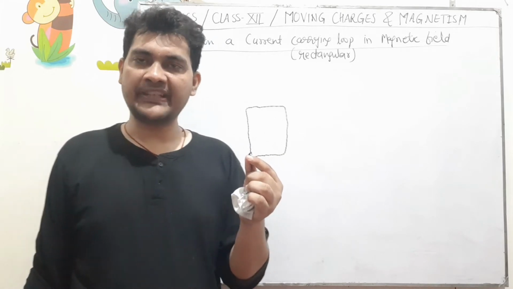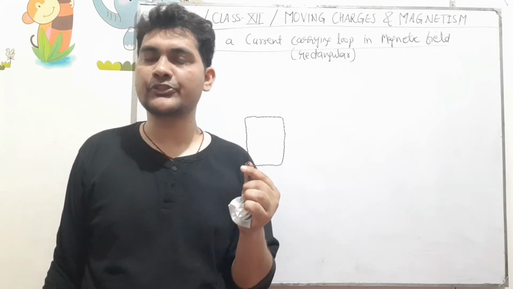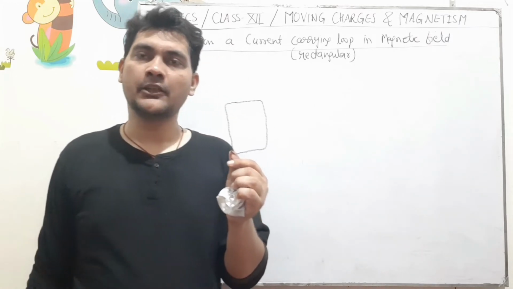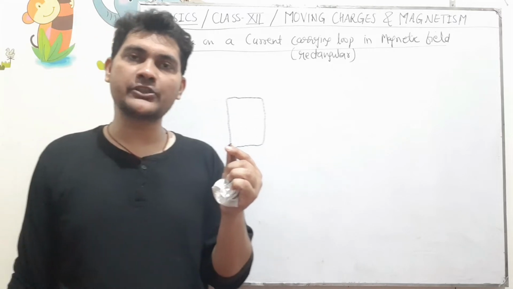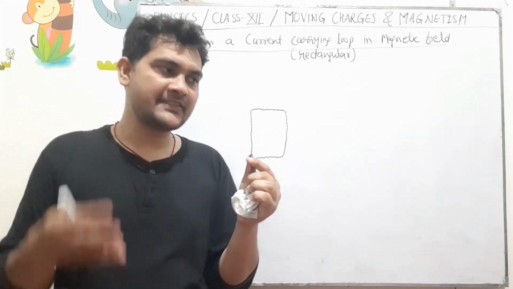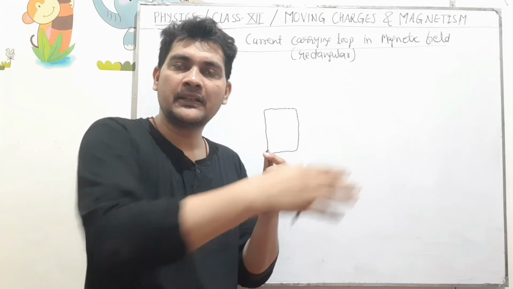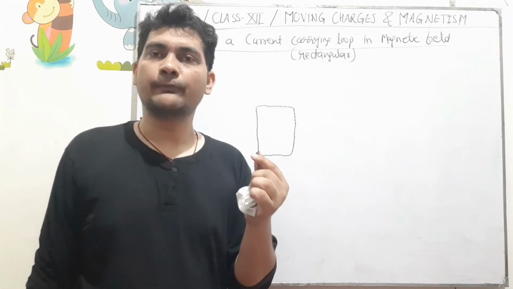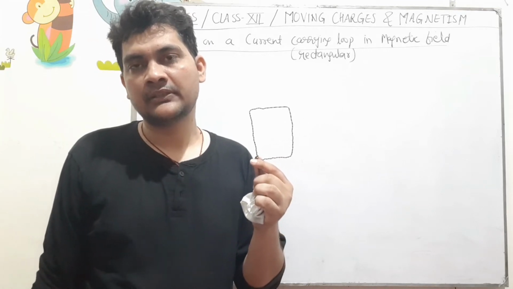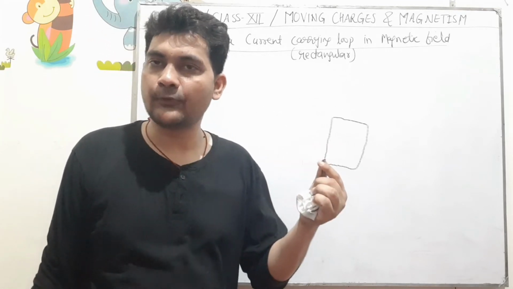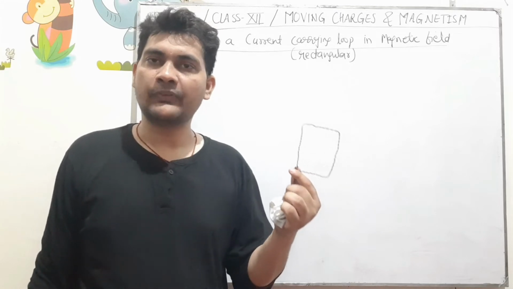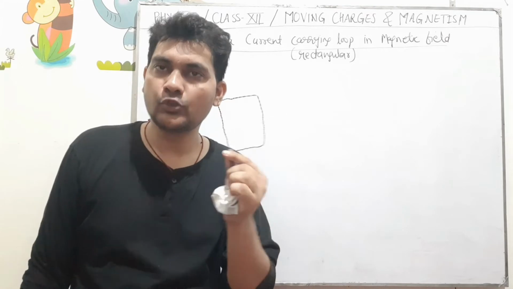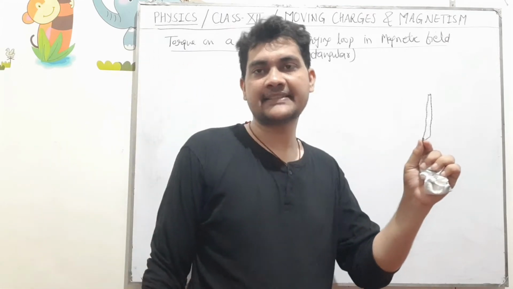Dear students, we can assume that this loop is made up of 4 straight wires, PQ, QR, RS and SP, and each wire is placed in uniform magnetic field. Then each wire would experience magnetic force. Then let us find out what is the total force on this loop, what is the effect of those forces, whether the loop starts rotating or displacing, translating. Let us see what happens.